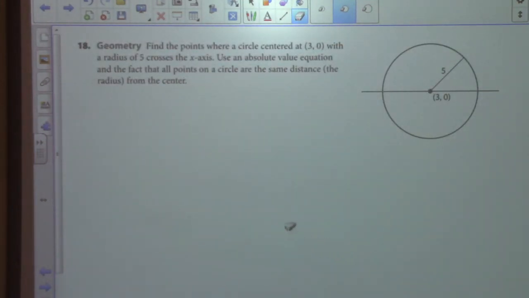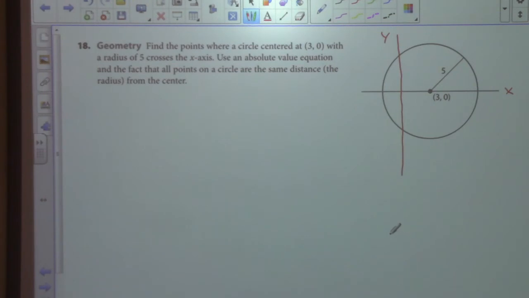This one here, 18, geometry. Find the points where a circle centered at 3, 0 with radius of 5 crosses the x-axis. Use an absolute value equation and the fact that all points on a circle are the same distance from the center. So what would you do for this one? One thing you'd have to say here is this will be your x-axis, and your y-axis is going to be over here, because that's 3, 0, right?